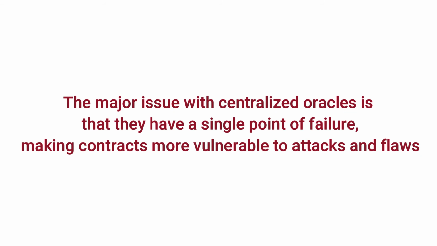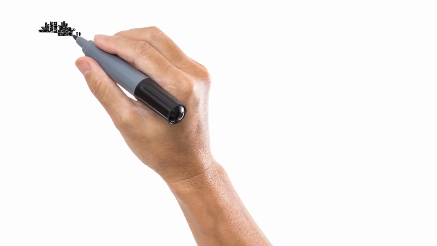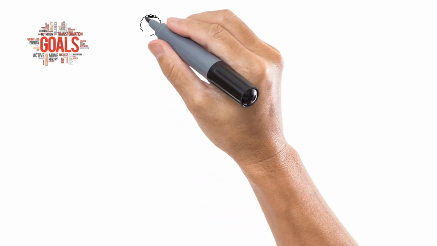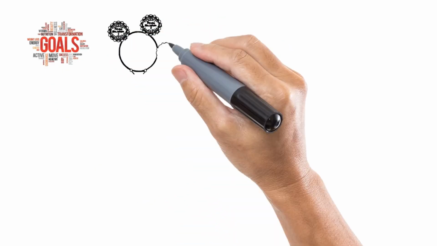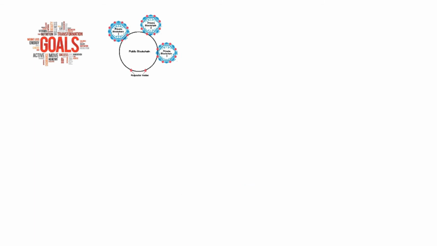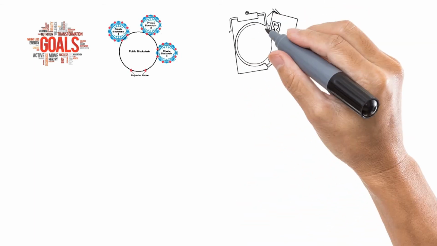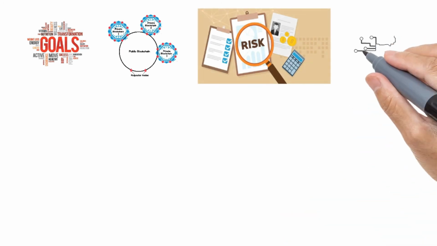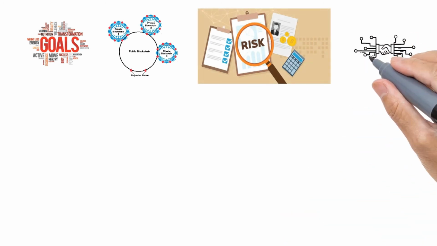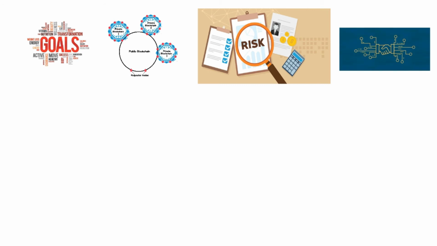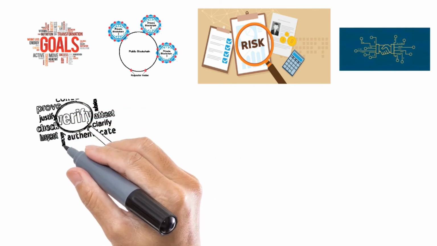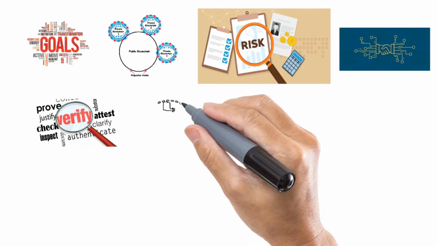making contracts more vulnerable to attacks and flaws. Some of the goals of decentralized oracles are similar to those of public blockchains, such as eliminating counterparty risk. They make the information given to smart contracts more reliable by not depending on a single source of truth. The smart contract consults several oracles to verify the data's authenticity and correctness. This is why decentralized oracles are also known as consensus oracles.